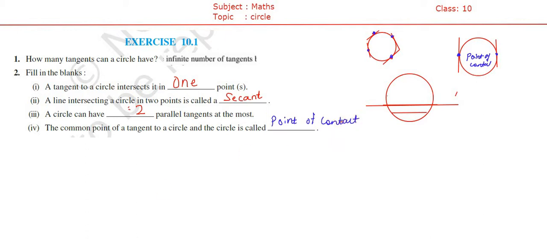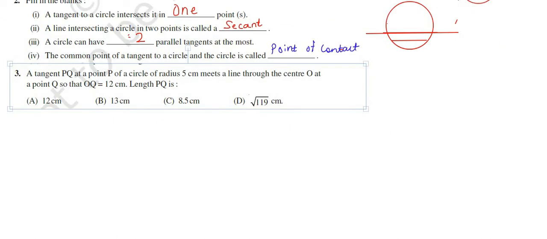Is it clear? So next question. A tangent PQ at a point P of a circle of radius 5 cm meets a line through the center O at a point Q, so that OQ is equal to 12 centimeter. What is the length of PQ, they are asking.